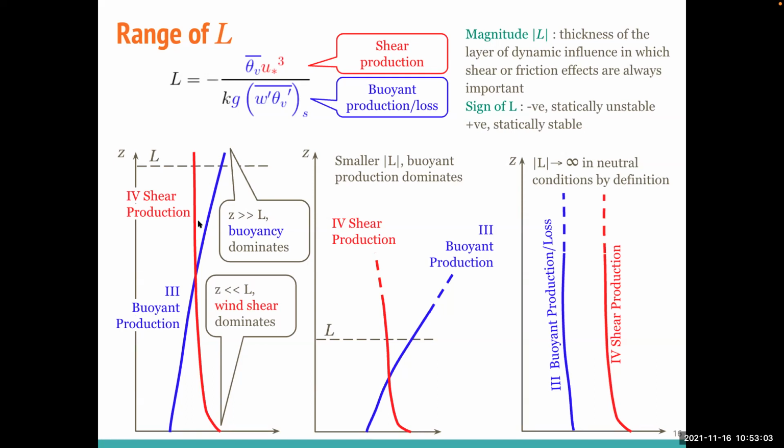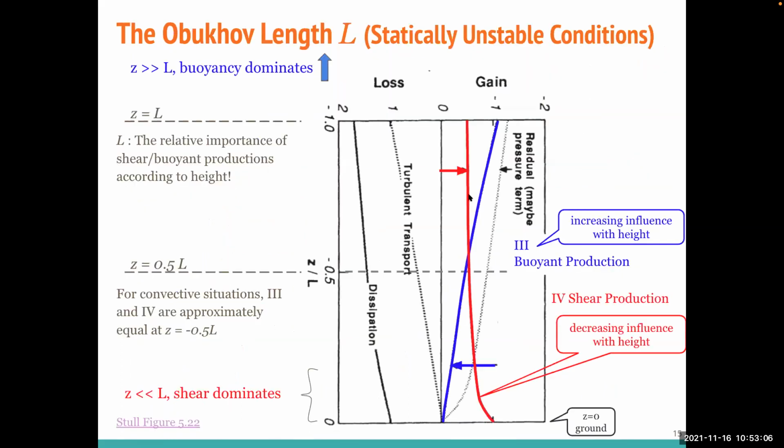Of course, you can separate different parts of this profile. If you are at the middle of L, z equals 0.5 L, half of the value of L, then you know that their importance is very similar, approximately equal. If you are at a higher level, the buoyancy is taking control over the shear-generated profile here. And if z is much smaller than L, then you know that it's shear dominated, right? So it's like separating different regimes here.